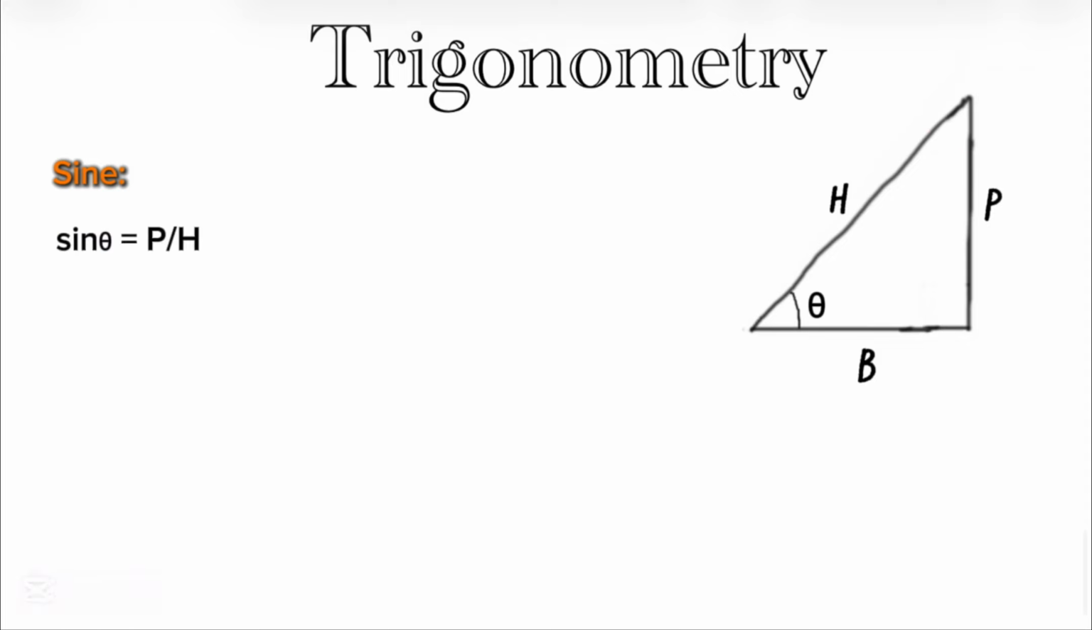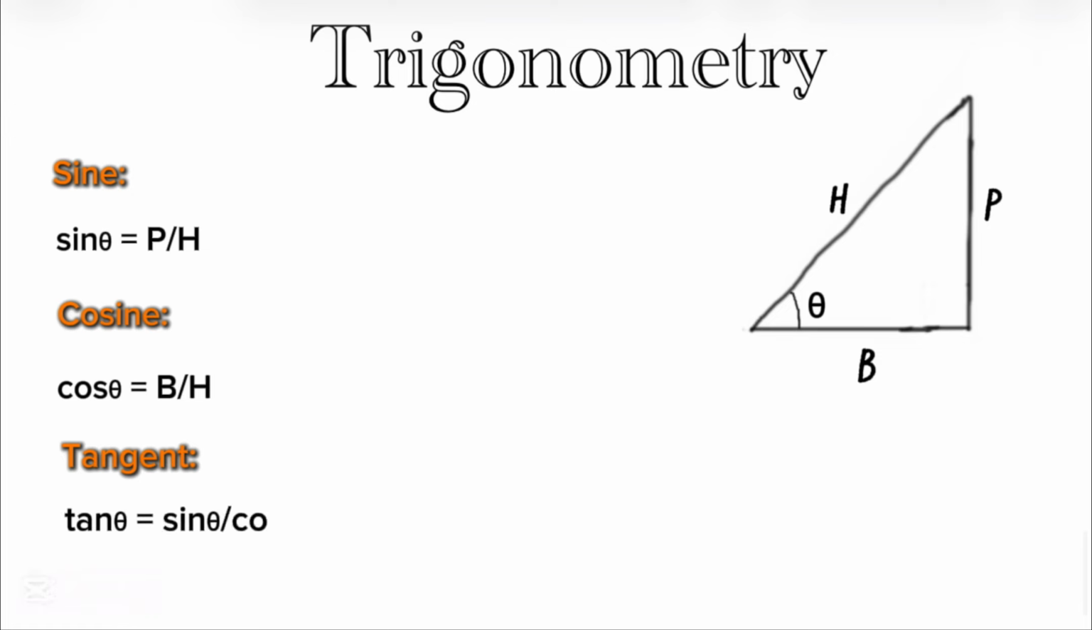The next ratio is the ratio of base and hypotenuse, called cosine. Cosine of theta equals b upon h. The next ratio is the ratio of sine upon cosine, or the tangent. Tangent of theta equals sine theta upon cos theta, or p by h upon b by h, which equals p upon b. We have studied the first three ratios; the other three are just reciprocals of these.